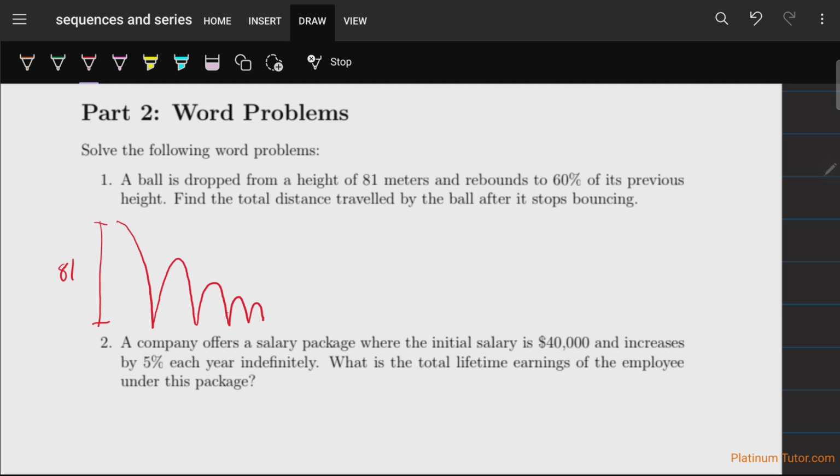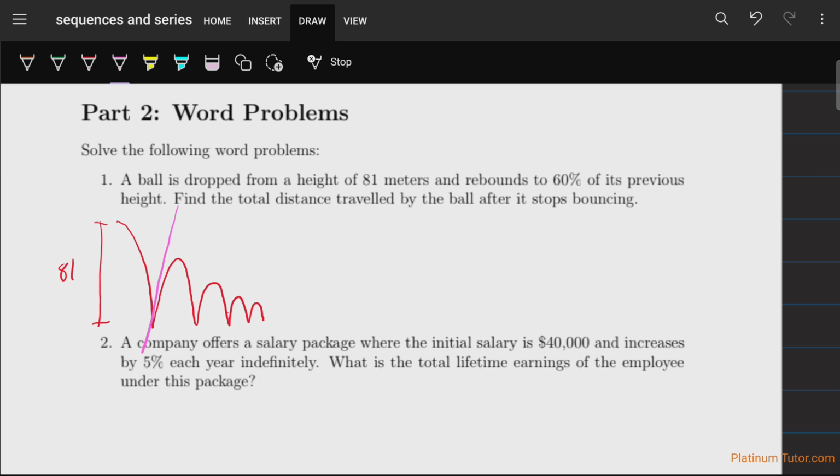Okay, and we did a problem similar to this in the normal geometric series worksheet. And so I talked about the logic behind this. If you guys are wanting more practice with this, you can go ahead and watch that video as well. Essentially, what we're going to do here is ignore the first bounce, the first fall of 81 meters, when the ball is let go from a height of 81 meters.